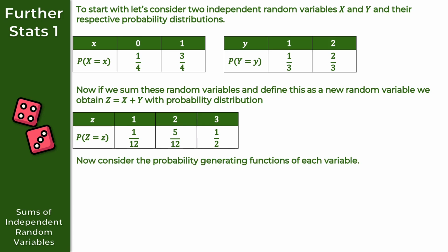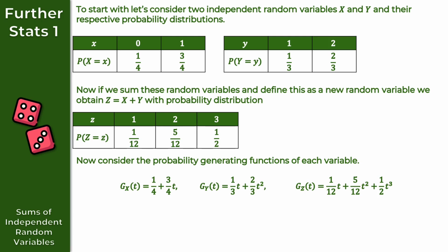Now what we're going to do next is consider the probability generating functions of each variable. Okay. So hopefully what you obtain here is g of x in terms of t, which is equal to 1 over 4 plus 3 over 4t. We also have g of y in terms of t, which is equal to 1 over 3t plus 2 over 3t squared. And then finally, the probability generating function of z, that's our new random variable. So we get g of z in terms of t, and this is equal to 1 over 12t plus 5 over 12t squared, and finally plus 1 over 2t cubed.